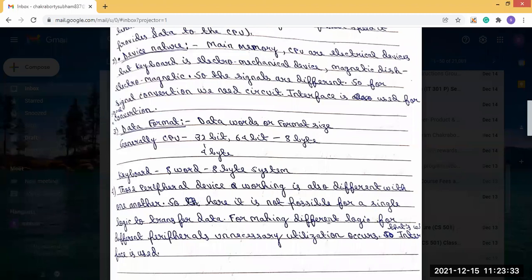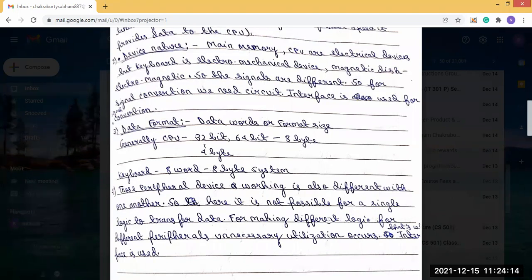Now today I will not start the interrupt concept. In the next class we will start the interrupt concept. We will see the 2 types of interrupt: serial interrupt and parallel interrupt. We call the serial interrupt daisy chaining. And the parallel interrupt we will also see. And the addressing modes we will see in the next class.